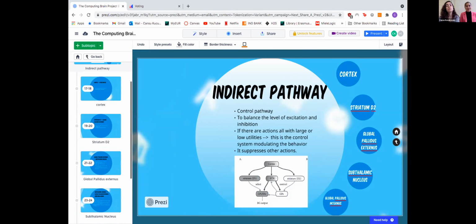So then we have the indirect pathway, and the indirect pathway is the control pathway, and it is for suppressing actions. In our brain, we have like 1 million actions we can do per minute even, but we can only do one action at one time. So the indirect pathway is to suppress the other actions. At the end, it's going to inhibit the other possible actions in order to choose one of them. So it's like a control system that modulates this process.